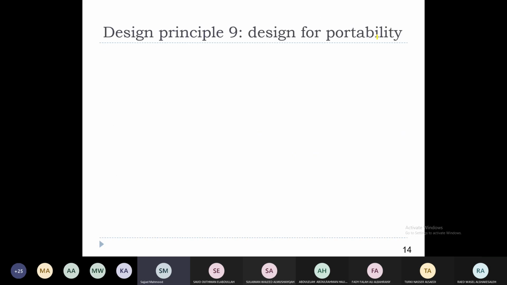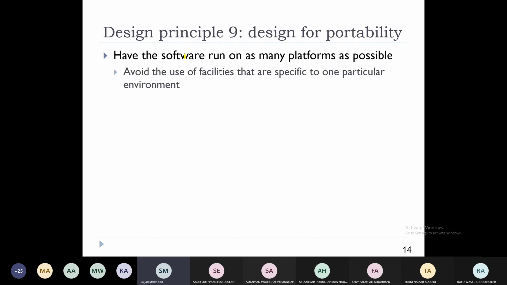Similarly, you want to design for portability. You want your system to run on as many platforms as possible. And this is so true nowadays with mobile applications, for example, right? You have Android, you have iOS, you have Windows platform, and so on and so forth. And then you go to televisions, and you have different kinds of operating systems, with Android TV, Samsung has its own, and LG has its own, and Philips has its own, and so on and so forth. So if you're developing certain systems, you want your systems to run on multiple platforms as much as possible.